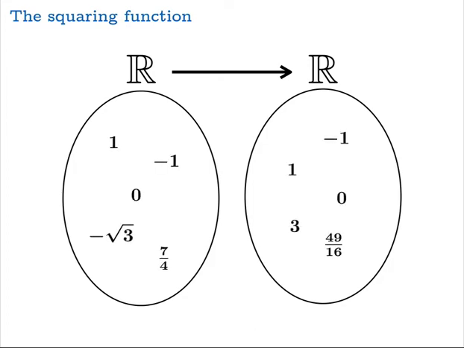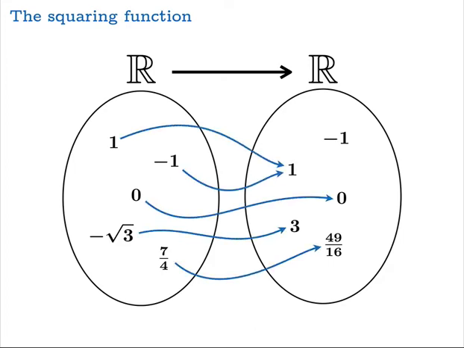Now, you could just start looking at a whole bunch of numbers and seeing where the arrows go, right? 1 squared is 1, negative 1 squared is 1, and so on. You could draw a whole bunch of arrows. This seems like a pretty pathetic way to try to encode what the squaring function is doing. I mean, it's just a mess.